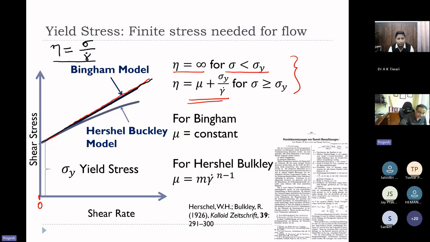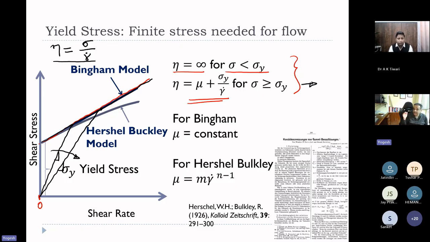The viscosity of a material is essentially a line that connects any point on this particular Bingham fluid line to the origin. So as shear rate increases, you can see that the slope of this line goes on decreasing, which means that the viscosity of Bingham material also goes on decreasing after it has yielded.